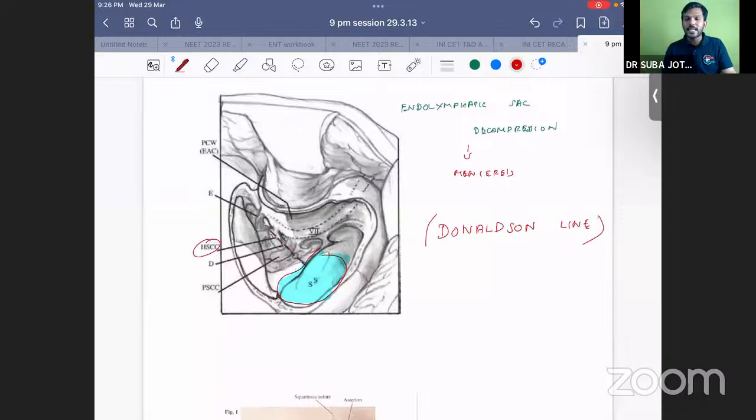Line is called Donaldson line. Dr. Pavitra, Dr. Vidya, you are spot on. You are great going people.